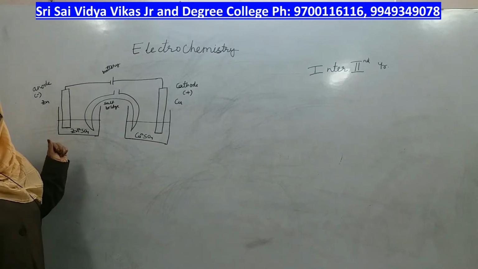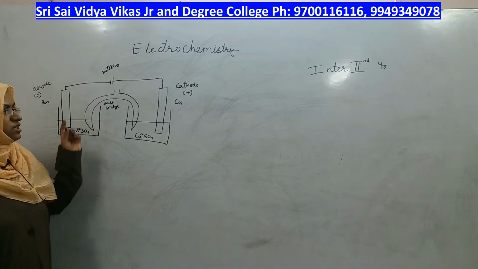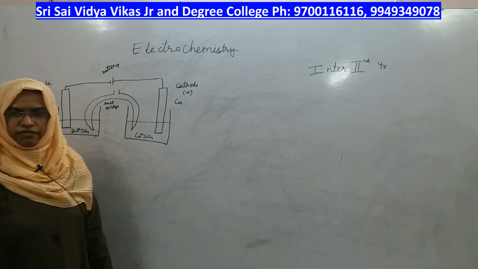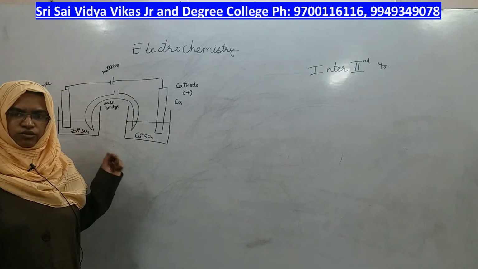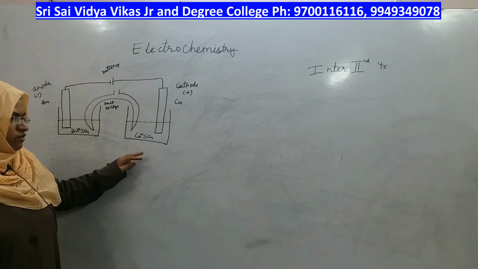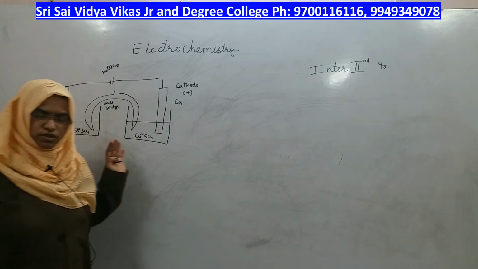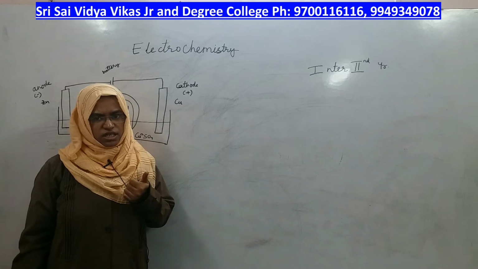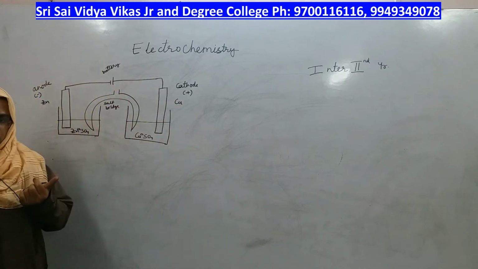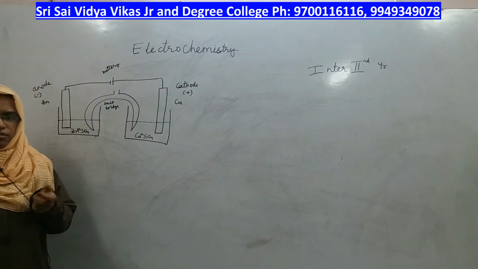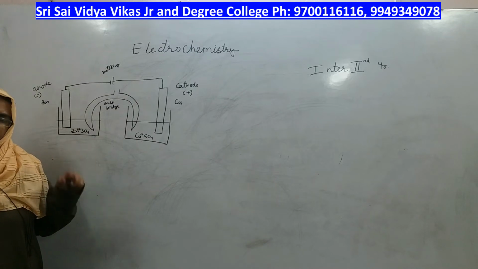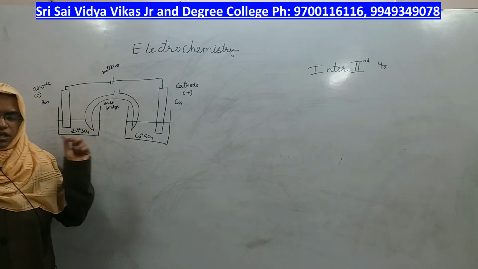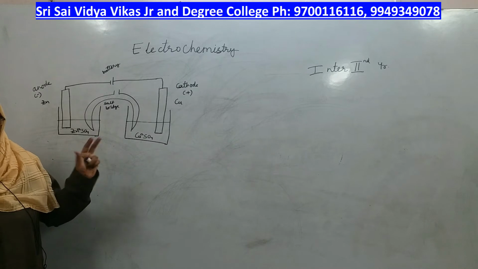Hello students, in yesterday's class we saw the introduction of electrochemistry, and its definition, by knowing the two reactions involved in electrochemistry. What were the two reactions? The two reactions were oxidation and reduction. Oxidation is nothing but loss of electrons, and reduction is gain of electrons. The definitions have to be in terms of electrons only.